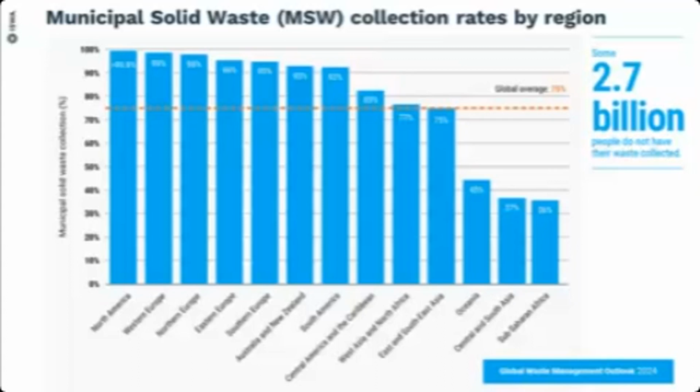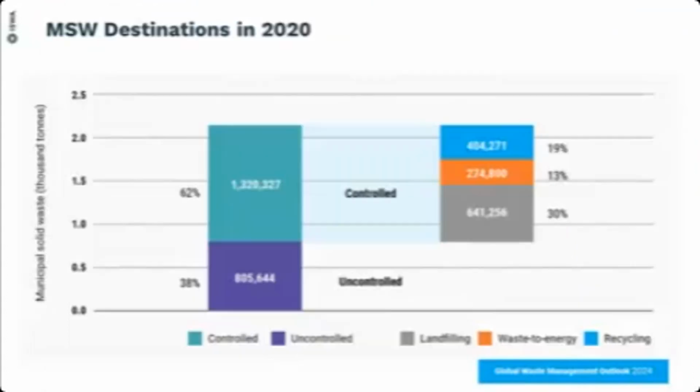And why is this a stark reality? If you look at this graph, here we're estimating what the destinations of municipal solid waste in 2020 were. Of the around 2 billion tons that were produced, 62% were handled in controlled facilities, which includes sustainable and sound landfills, energy recovery, waste and recycling, but almost 40% was not collected or mismanaged by open dumping and open burning.